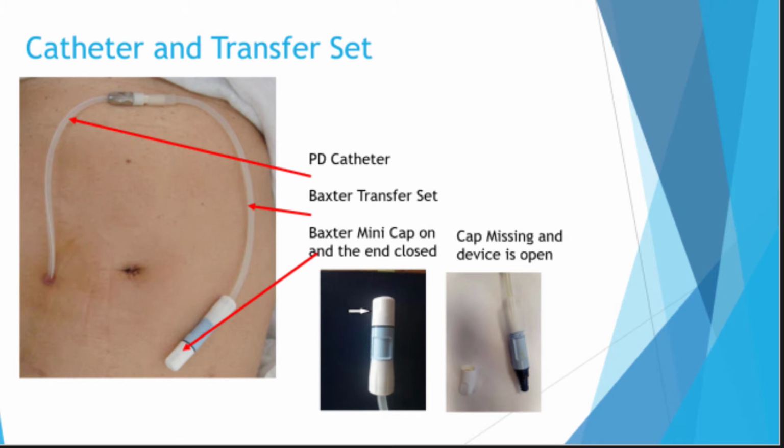PD catheters that are found with open ends or separated from the transfer set will require urgent care from nephrology. Many of these episodes require installation of antibiotics to prevent peritonitis.